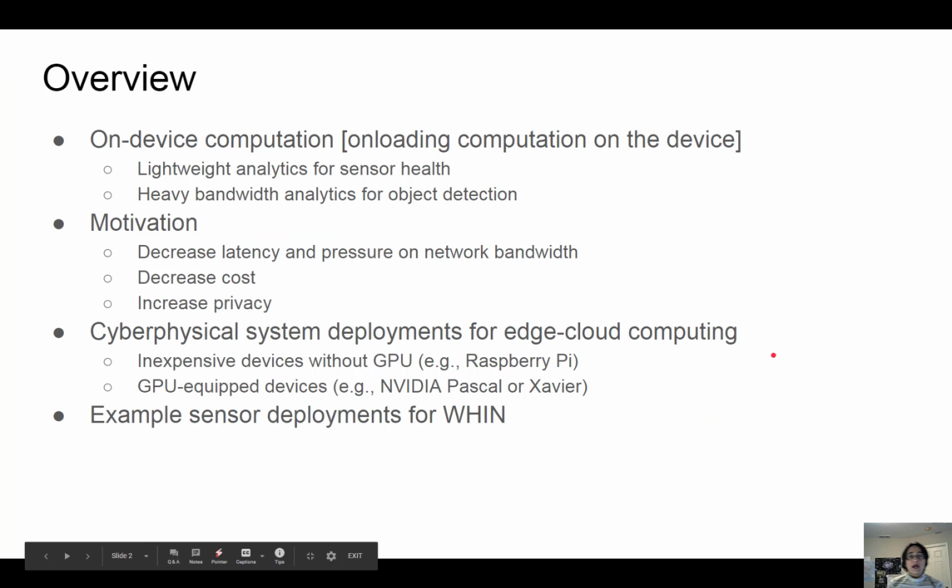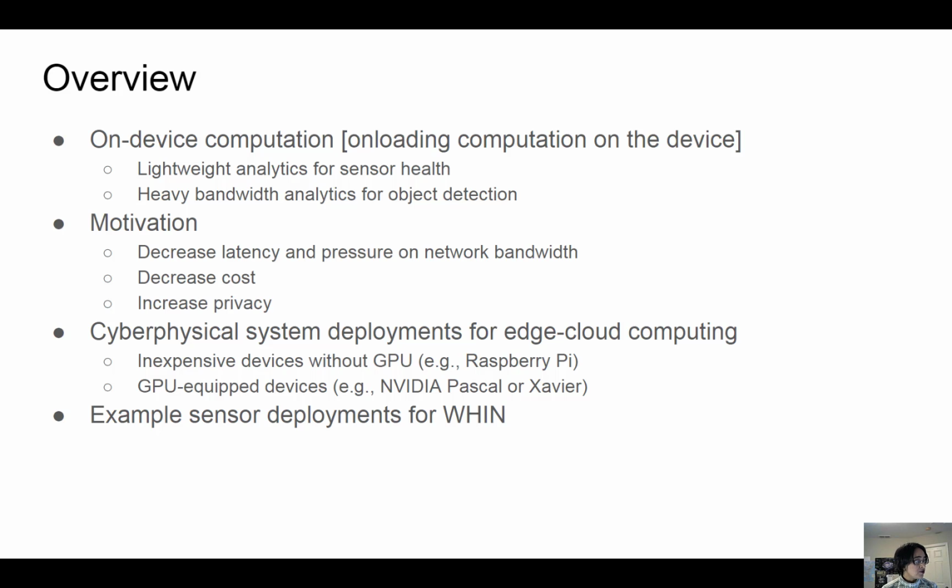Okay, so we will talk about light bandwidth workloads, and we will talk about heavy bandwidth workloads that are very relevant to digital agriculture. For the first one, we have outlier or anomaly detection for measuring sensor health. And for the second one, for the heavier bandwidth workloads, we have object detection.